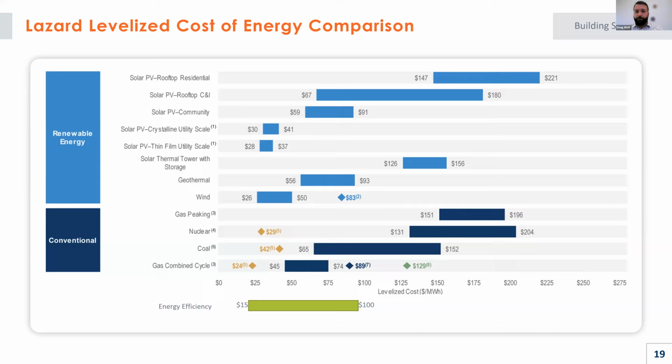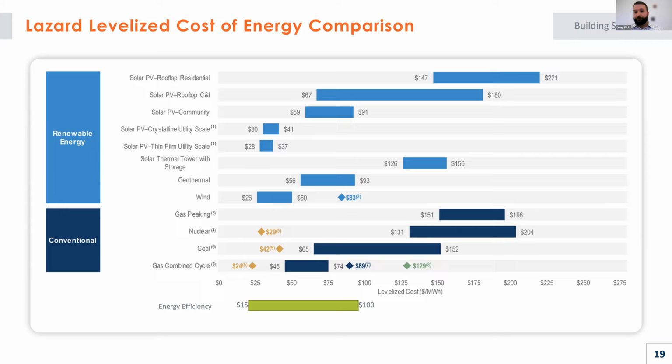Gas peaking plants are expensive per megawatt hour that they provide, but for now they're still sometimes the least expensive way to meet that late afternoon demand surge and should, in those cases, probably more appropriately be compared to storage options because they may only be operated for a few hours a day.